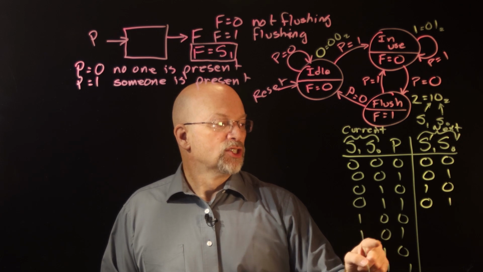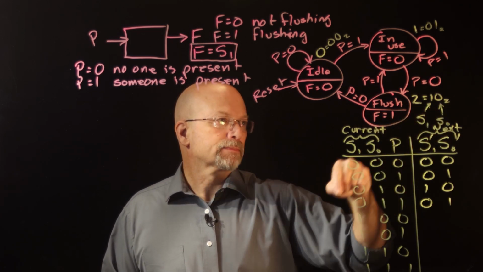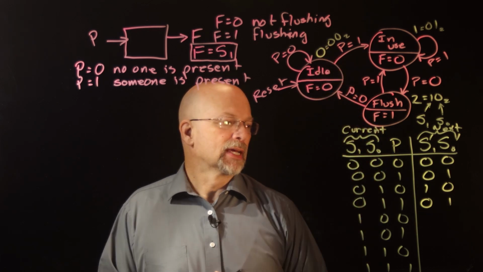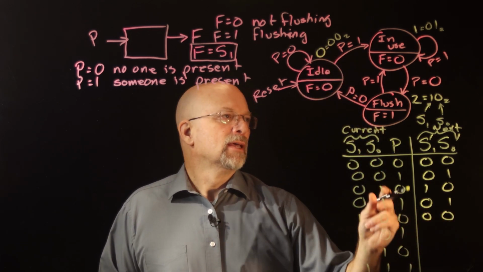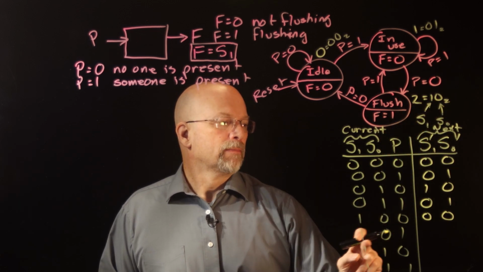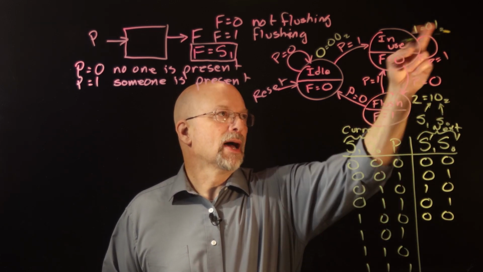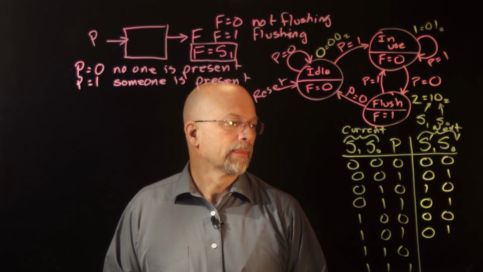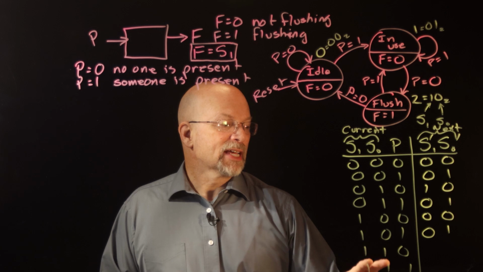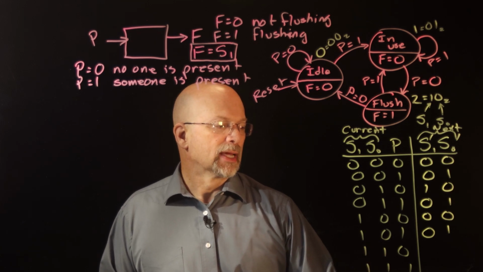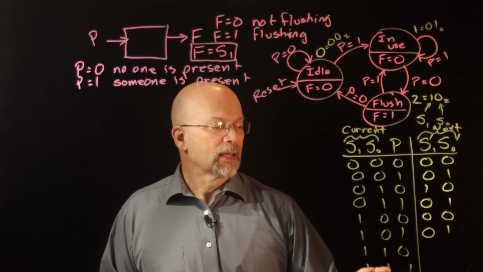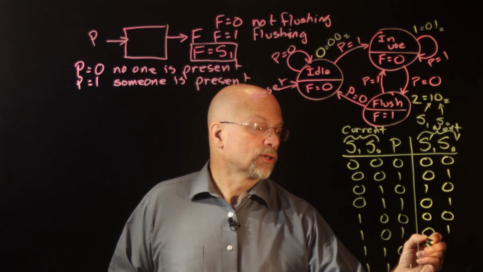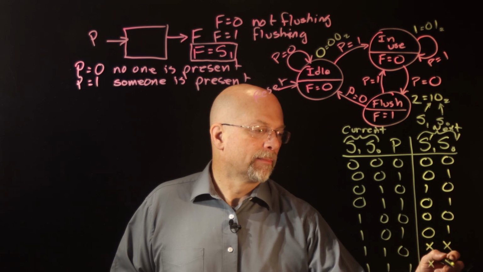Now I'm in state 1, 0. If P equals a 0, then I'm headed back to state 0, 0. If I'm in state 1, 0, and P equals a 1, I'm headed up to state 0, 1. And then these last 2 rows say what happens if I'm in state 1, 1? Well, remember, there is no state 1, 1. So these are going to be don't cares, both of them.